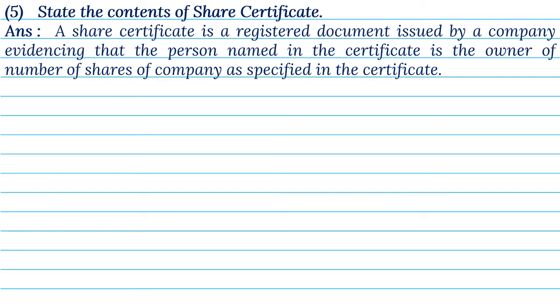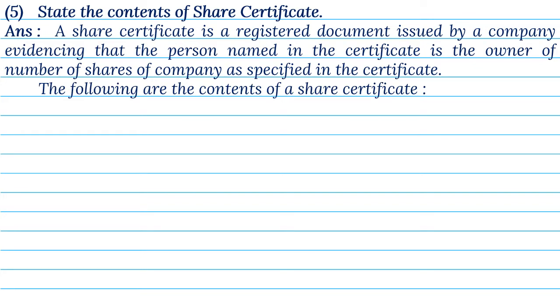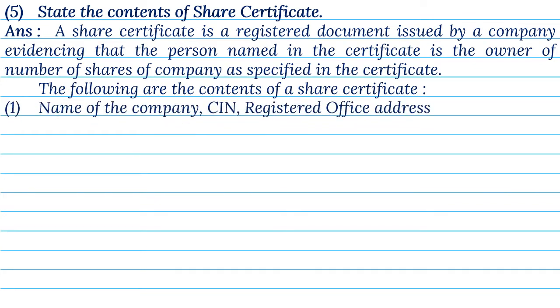5. State the contents of share certificate. Answer. A share certificate is a registered document issued by a company evidencing that the person named in the certificate is the owner of number of shares of company as specified in the certificate. The following are the contents of a share certificate. 1. Name of the company, CIN, registered office address.